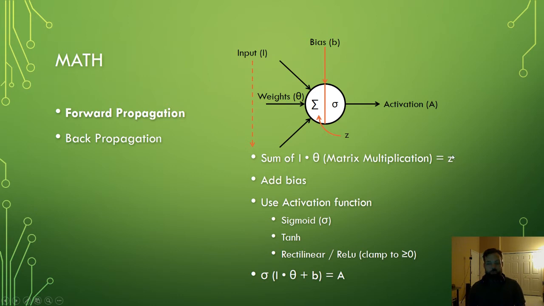Sometimes you'll see that referred to as Z or X. It's pretty interchangeable there. Some don't even label that step at all. You're then going to add your bias to that value, whether that's for the whole layer, one value, or individually for the nodes. It'll get added in here.